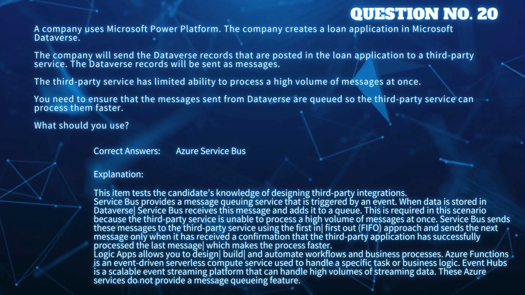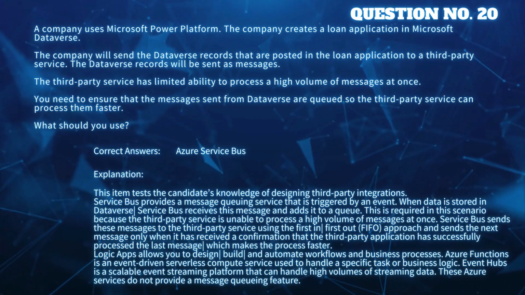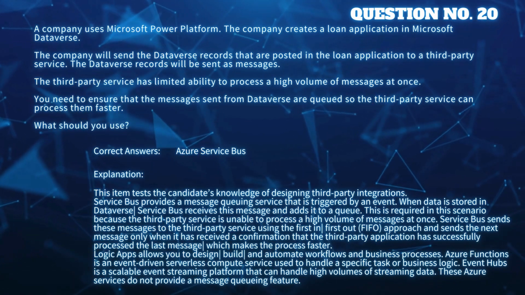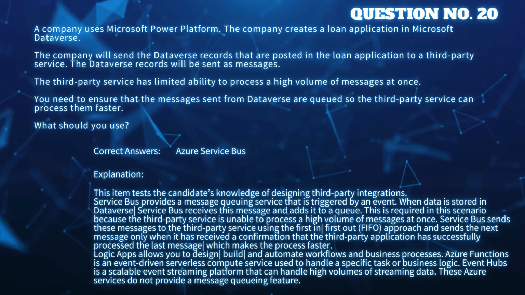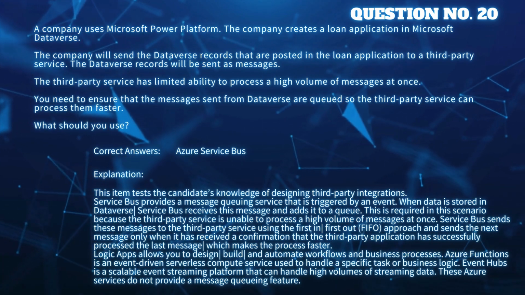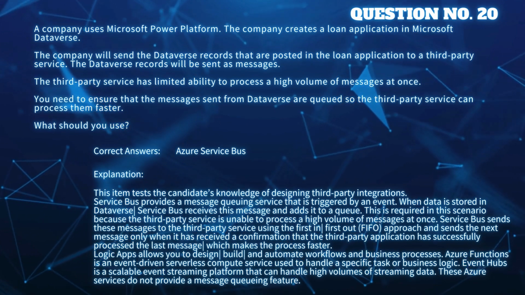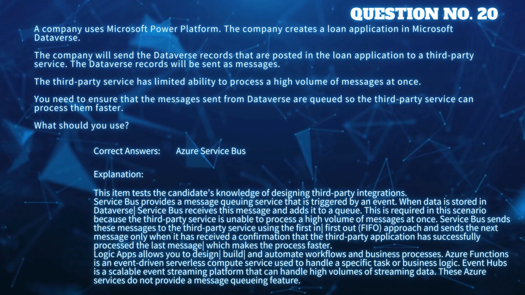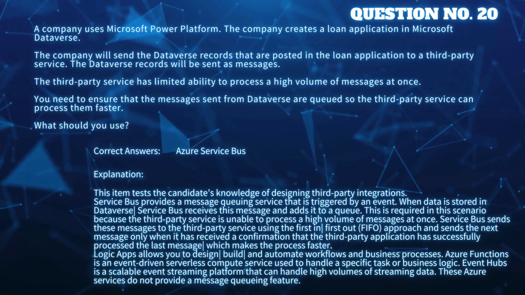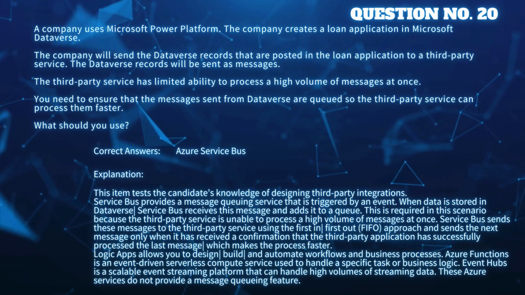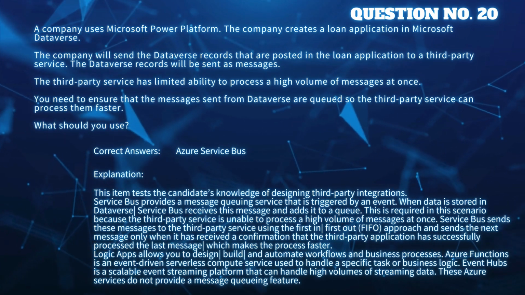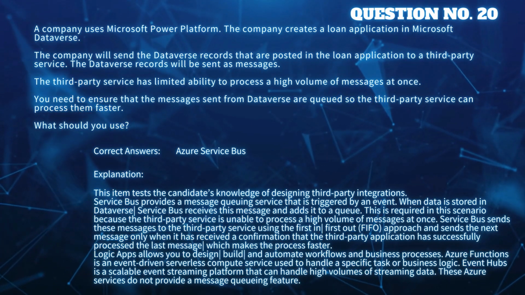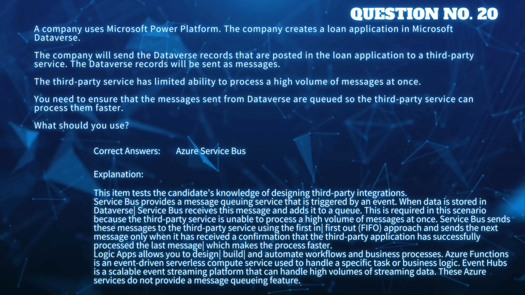Service Bus provides a message queuing service that is triggered by an event. When data is stored in Dataverse, Service Bus receives this message and adds it to a queue. This is required in this scenario because the third-party service is unable to process a high volume of messages at once. Service Bus sends these messages to the third-party service using the first-in, first-out (FIFO) approach and sends the next message only when it has received a confirmation that the third-party application has successfully processed the last message, which makes the process faster.